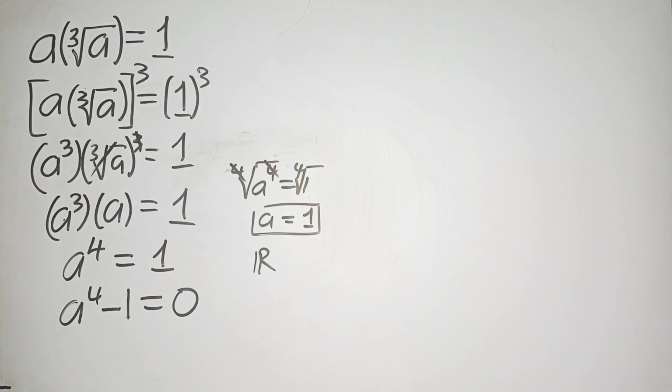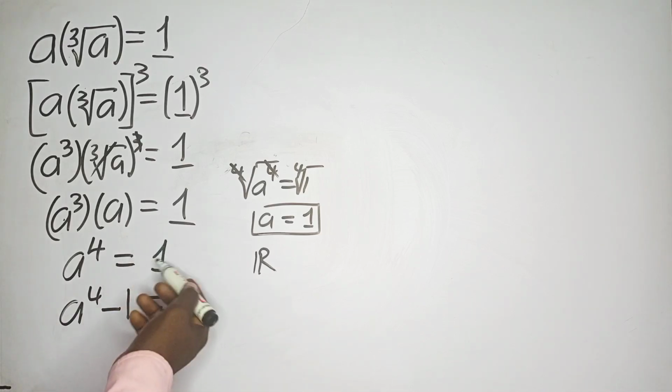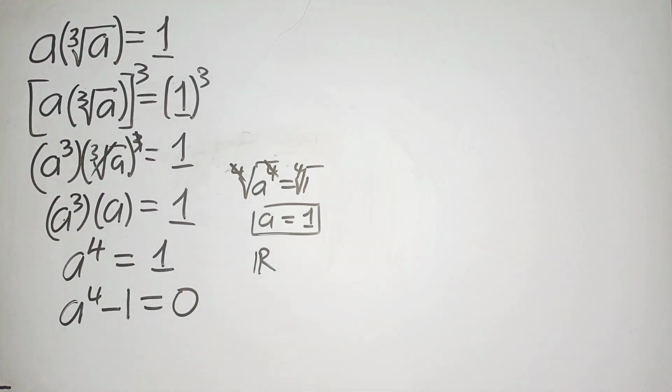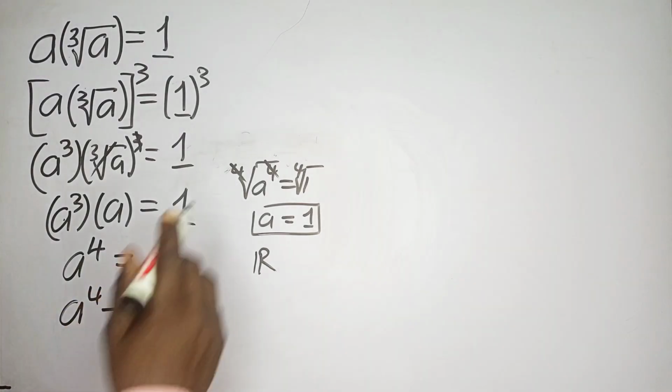So the best way is to take what we have on the right hand side and bring it to the left hand side to obtain a 0 on the right hand side, so that we see clearly the type of polynomial equation that we have to solve. This is a polynomial of degree 4, so we must have 4 solutions. Take note, not 1 solution.